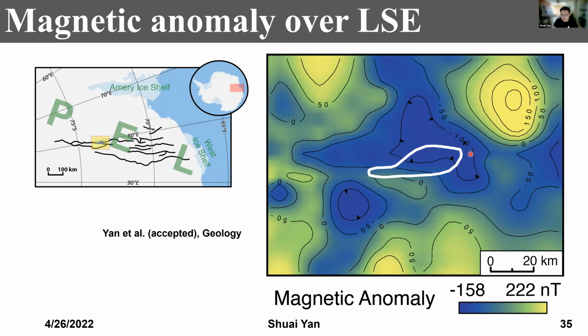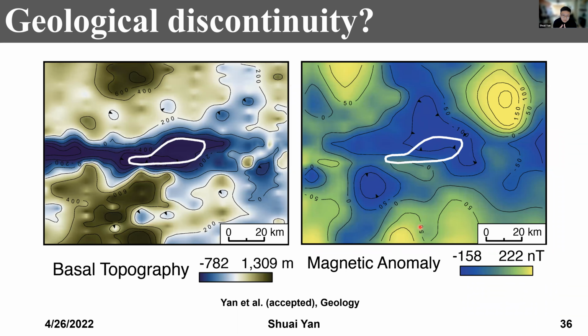And of course, we have magnetic anomaly shown here. And you can see there's a very strong negative anomaly on the west shore of Lake Snow Eagle. And there are two very strong positive anomalies, one on the northwest shore and one on the eastern side of Lake Snow Eagle. And when you put the magnetic anomaly and the basal topography together, there's not a strong correlation between those two, right?